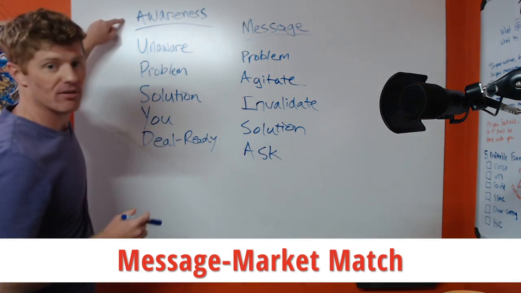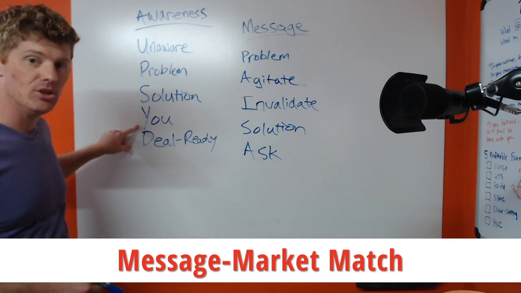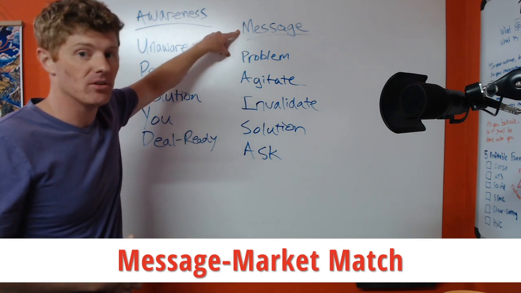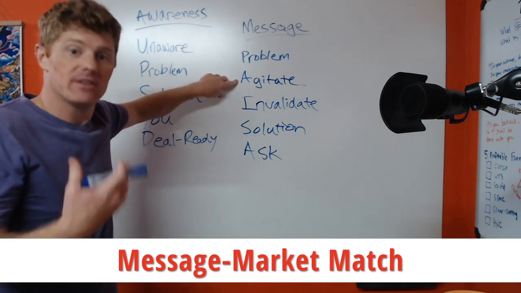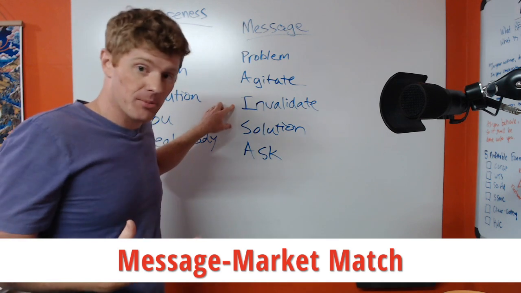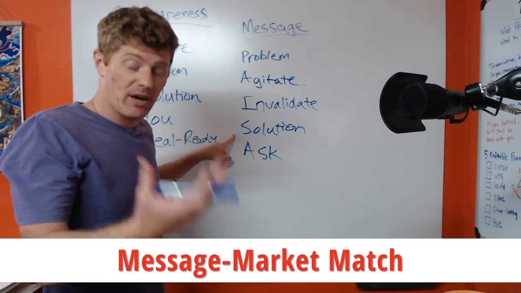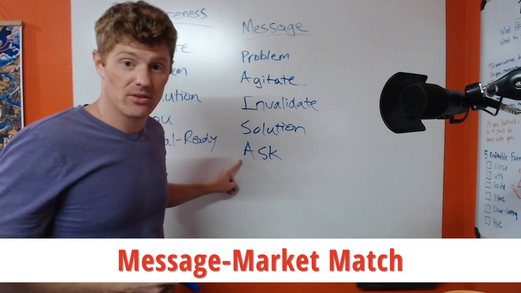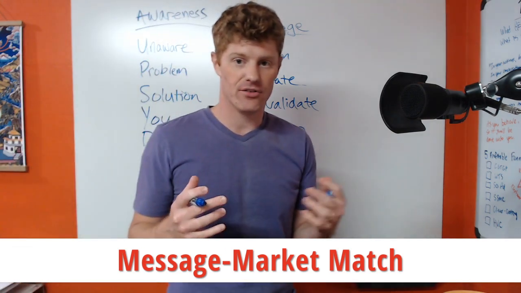So over here we have Eugene Schwartz's market awareness spectrum, where a market goes from unaware to problem aware to solution aware to you aware to deal ready. And over here we have the structure of a selling message, a marketing message, which states the problem, helps the prospect define the problem, creates emotional agitation around the experience of having that problem be unresolved, invalidates other solutions, explains why they're not an ideal fit for the prospect, presents the criteria of what a solution needs to do, tying that to our solution, and then makes an offer to get someone to take action. So here is what I realized yesterday, and here's the golden key.